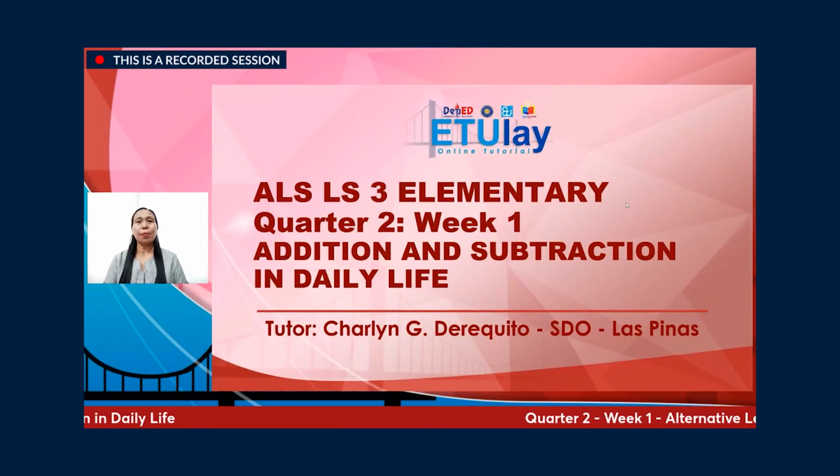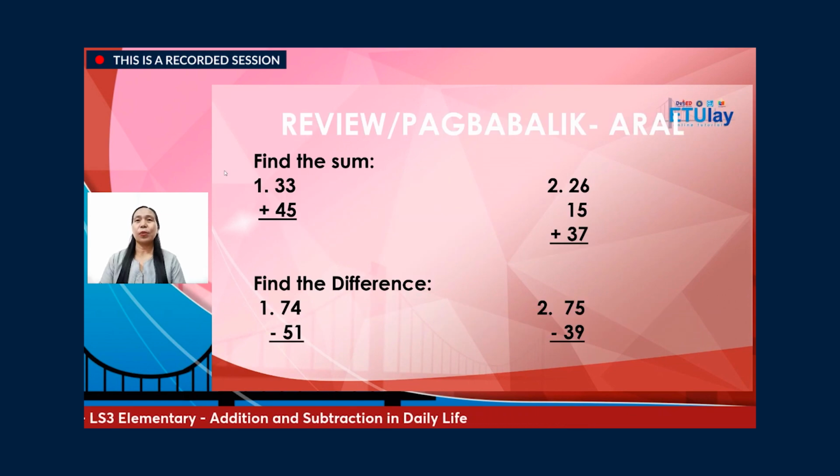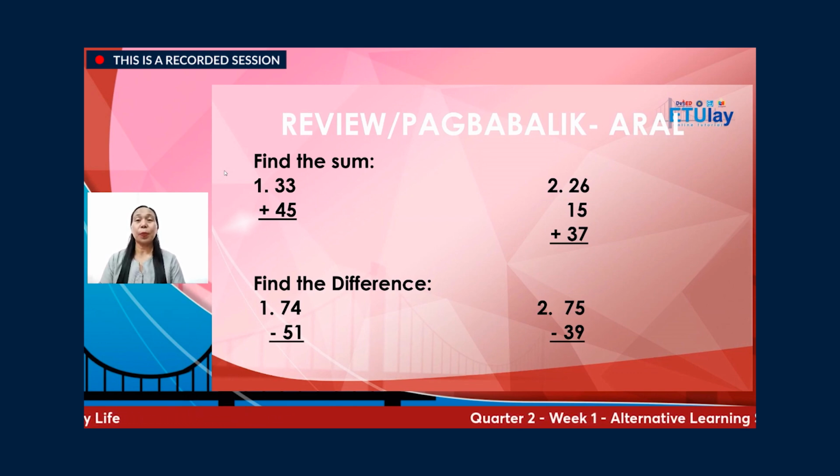ALS LS3 Elementary, Quarter 2, Week 1. Addition and subtraction in daily life. Before we start our lesson for today, let's have first a review. Find the sum of 33 plus 45.